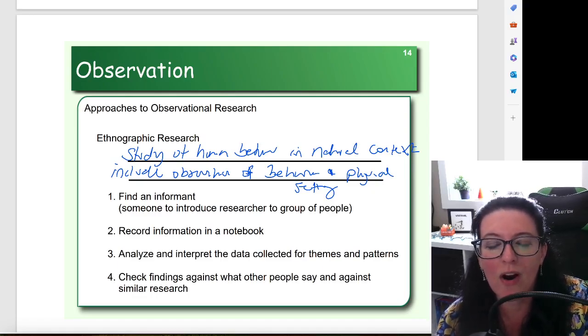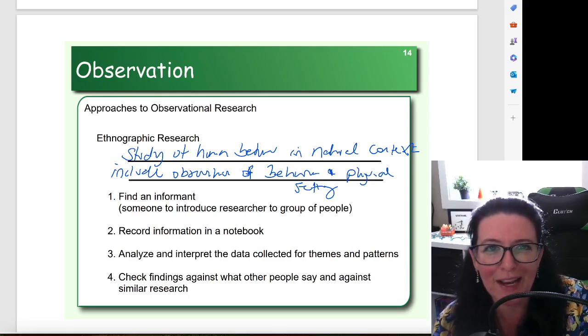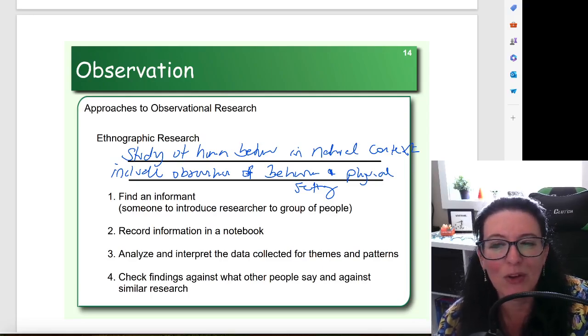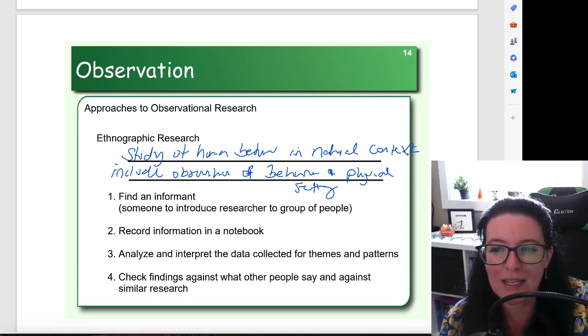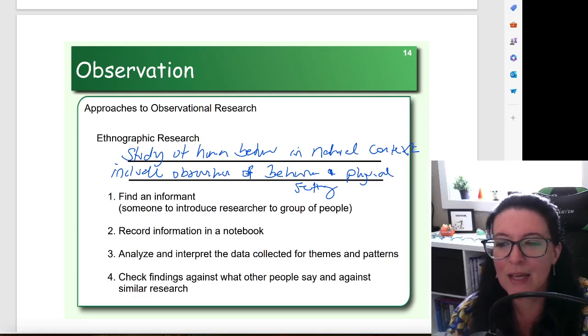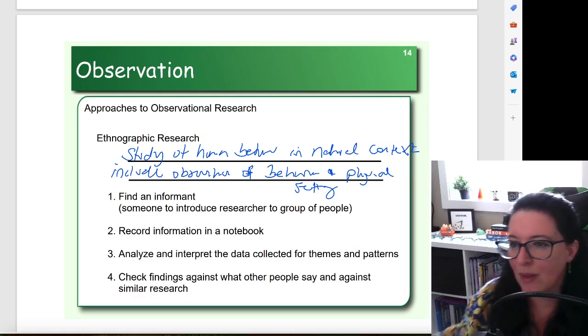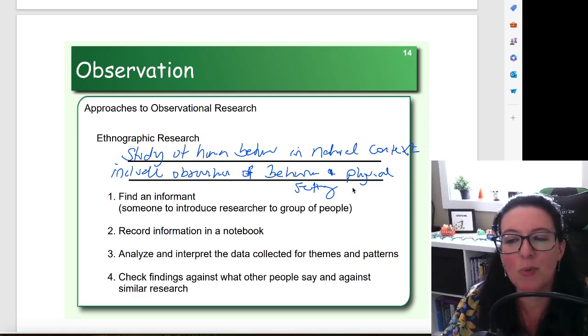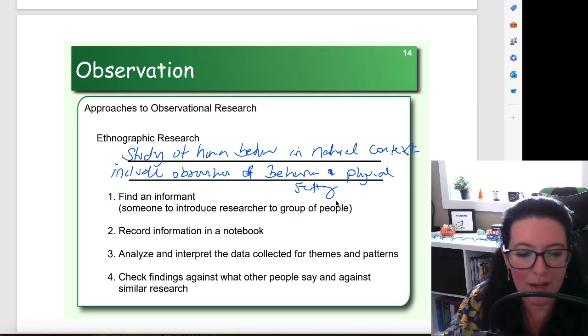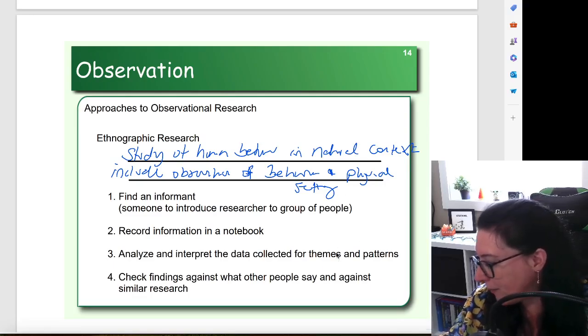And then we are doing a bit of that cut, sort, arrange, where we are looking for themes and patterns. What kind of phenomenon do we see? And what kind of statements or behaviors back up those different themes? We would check our findings against what other people say and similar research as well.